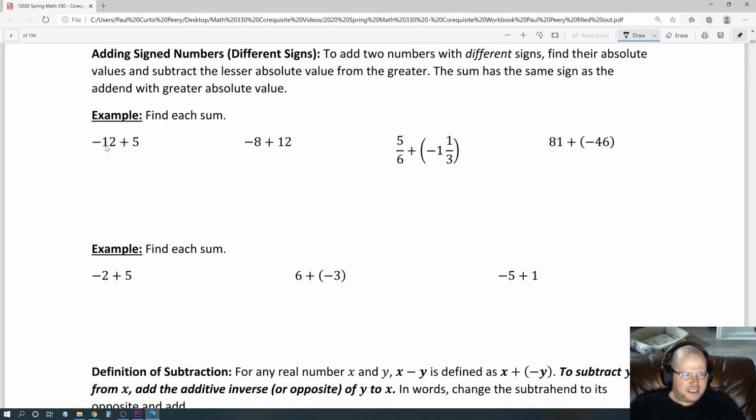Okay, so basically, if I ignore that sign there, this is a negative 12, but let's say we just ignore the fact that it's a negative 12. Which is stronger, a 12 or a 5, which has the higher absolute value, a negative 12 or a 5? Well, the answer is 12, right? 12 is stronger than a 5. Now, since the 12 is a negative 12, and it's the stronger number, your answer is going to be negative. At this point, you find the difference between 12 and 5, which is 7, and your answer is going to be negative 7.